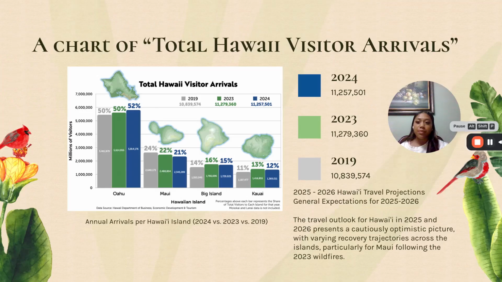Here is presented a chart of total Hawaii visitor arrivals. In dark blue is arrivals from 2024, which is predominantly increased throughout all the islands. 2023 is in green, and 2019 is in gray. The travel outlook for Hawaii in 2025 and 2026 presents a very cautiously optimistic picture with varying recovery trajectories across the islands, particularly for Maui following the 2023 wildfires.